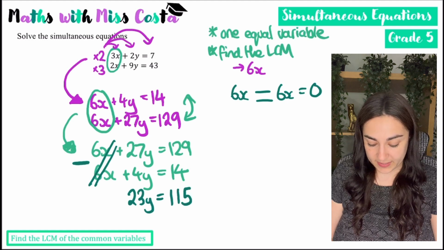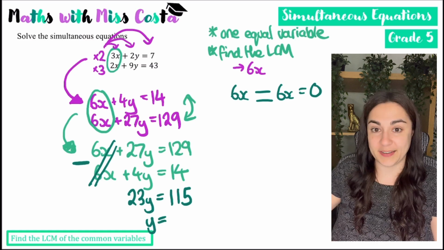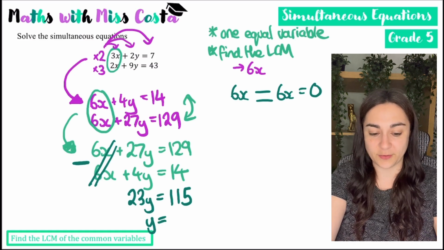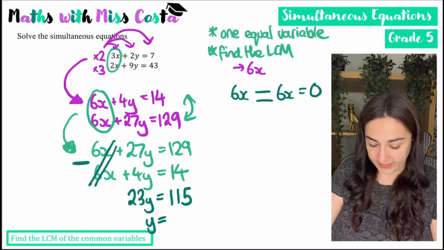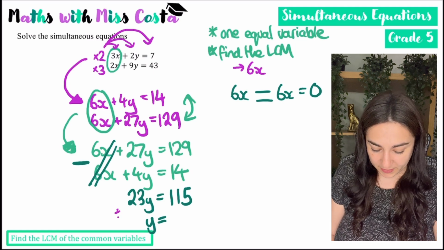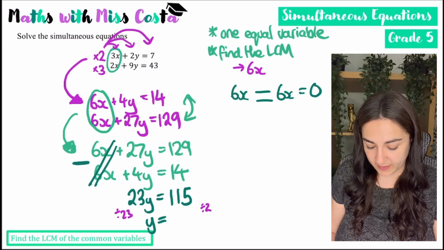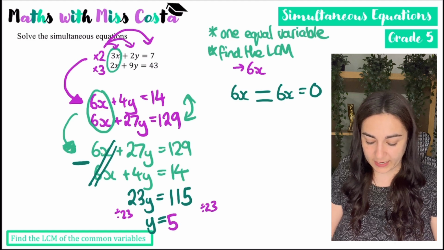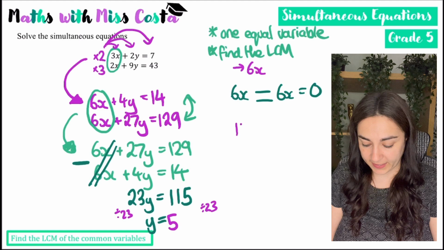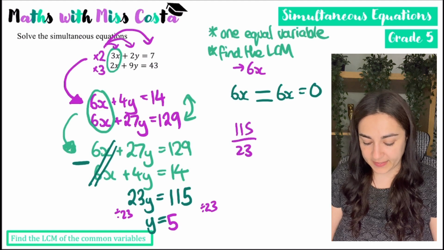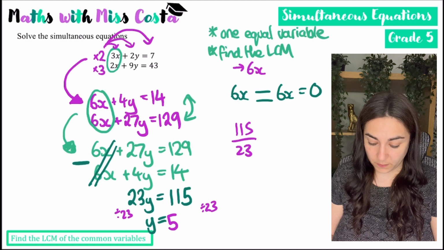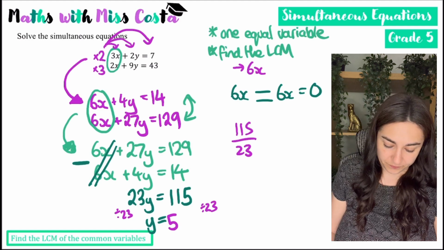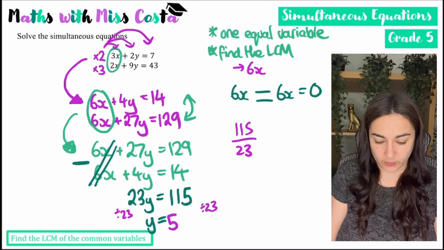So I know that 23y is 115. So I need to do 115 divided by 23. And that would give me 5. So if I divided both sides by 23, that gives me 5. If you got stuck in this as a non-calculator paper, just write it like that and then see what you could divide each part of the equation by. So I know that y equals 5.